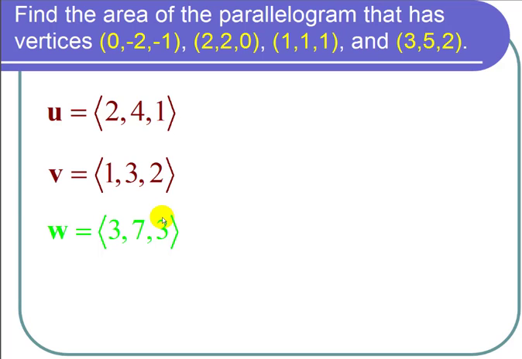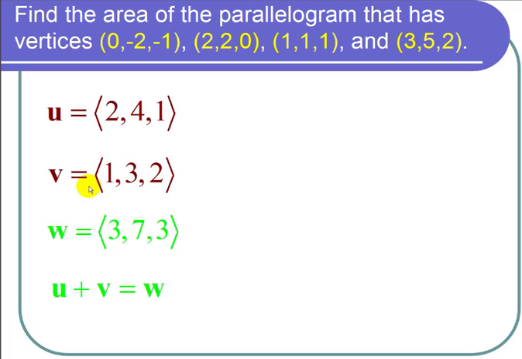So we can check that if we add u and v, we get w. 2 plus 1 is 3. 4 plus 3 is 7. And 1 plus 2 is 3. So that means that w, the vector from the first point to the fourth point, is a diagonal vector for the parallelogram, and u and v are adjacent sides.